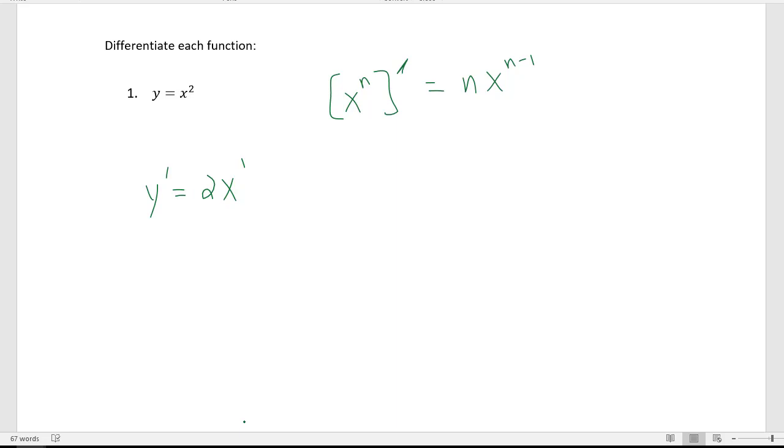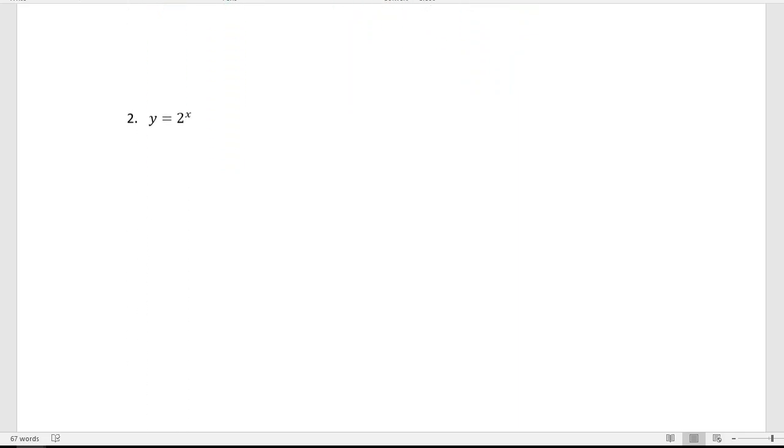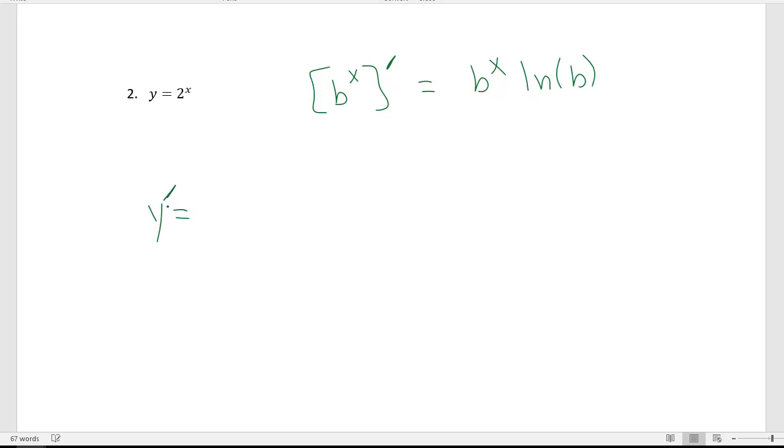All right, let's take a look at the second example. So the second example, we have the reverse relationship. Notice that the variable is now in the exponent. The base is a fixed value. So the base is a fixed number, the variable is in the exponent. When we differentiate that form of an exponential, we have b to the x times ln of b as our formula. So when I differentiate 2 to the x, I'm going to have 2 to the x times ln of 2 as my result.